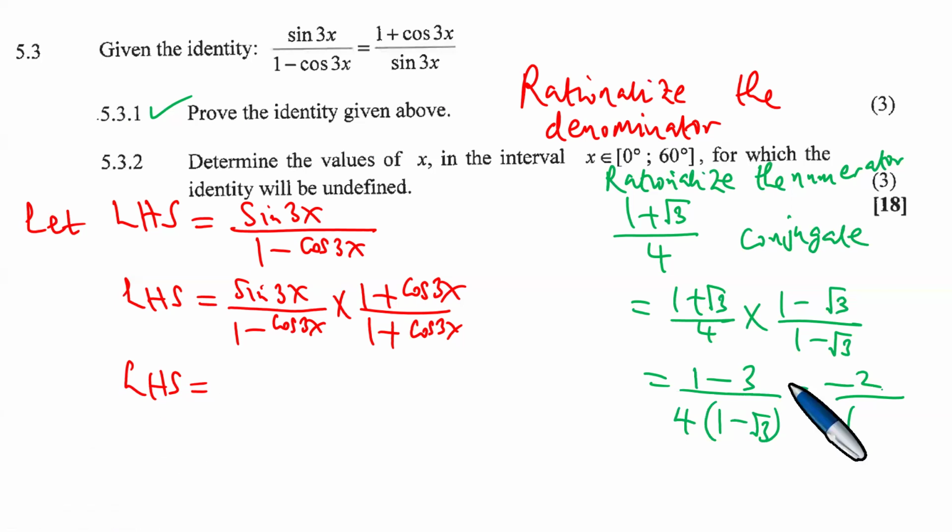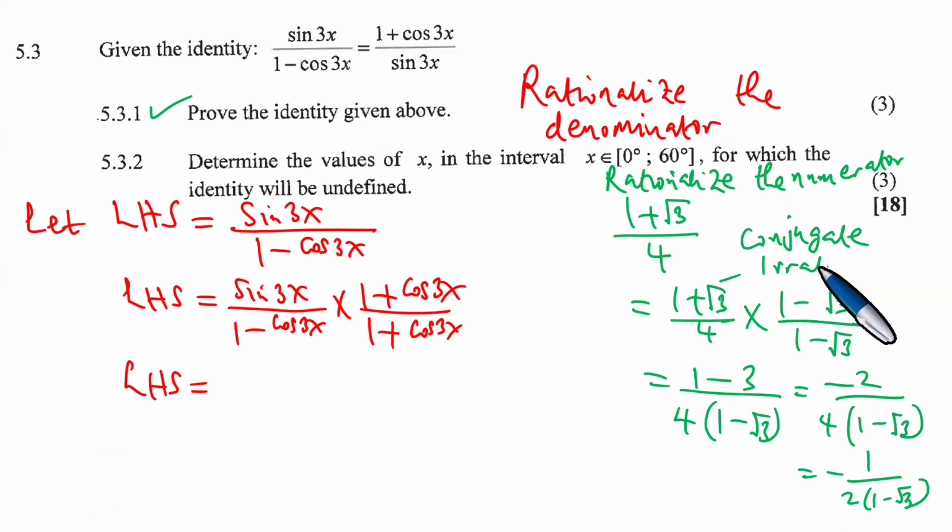Right, so 1 minus square root of 3. Divide right through by 2, which is minus 1 over 2, 1 minus root of 3. Okay, so this would be an example of us rationalizing the numerator. If you're rationalizing the numerator, it means the numerator was irrational, and we have made it rational.